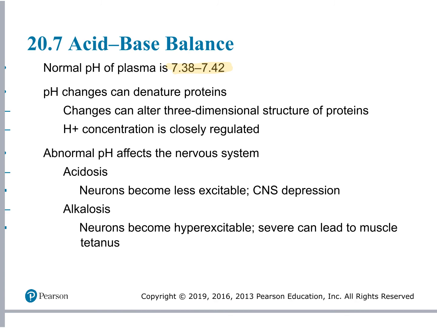Whenever there's a change in your pH, we have acidosis and alkalosis. Acidosis means that you have a higher than normal concentration of hydrogen in your system, so you're acidotic. And when that happens, your neurons are not able to be excited as easily, and it depresses the central nervous system, makes you sluggish. In alkalosis, your hydrogen ion concentration is too low, your pH is getting too high, and the neurons become hyperexcitable. Then it leads to muscle tetanus because they are receiving potentials at a faster rate than normal.